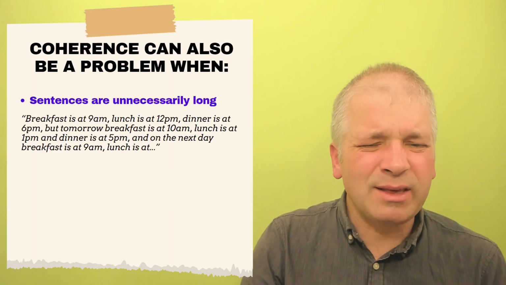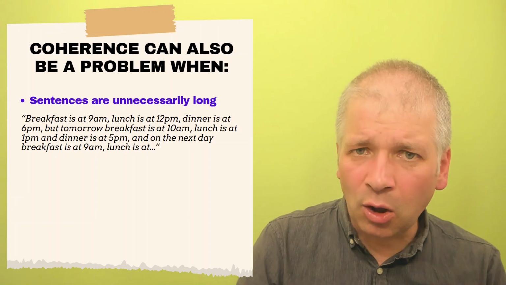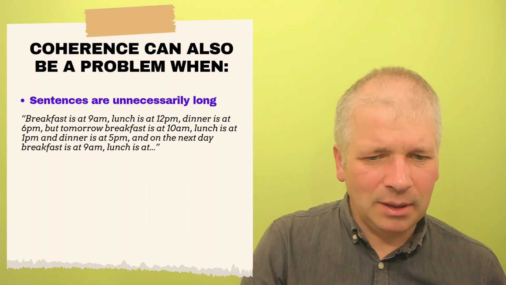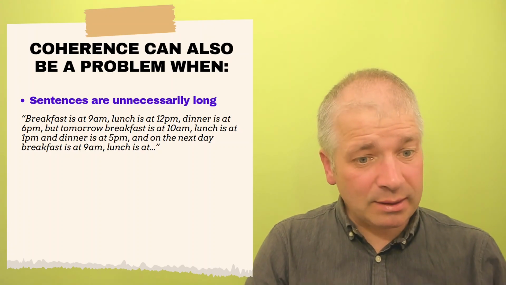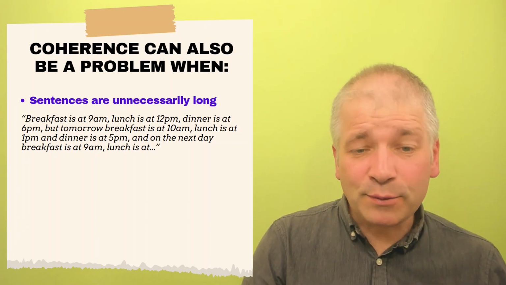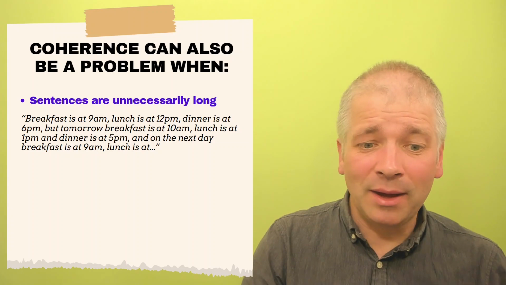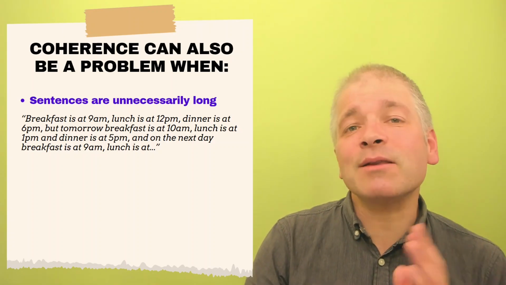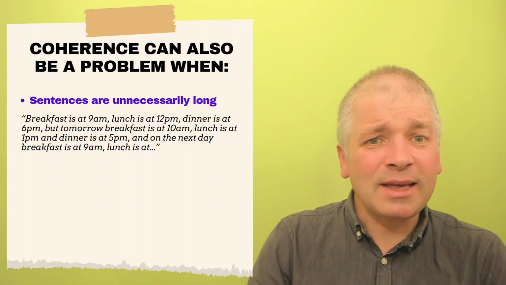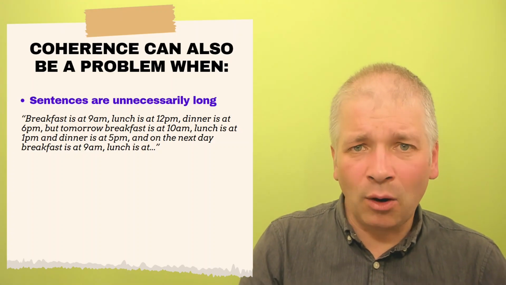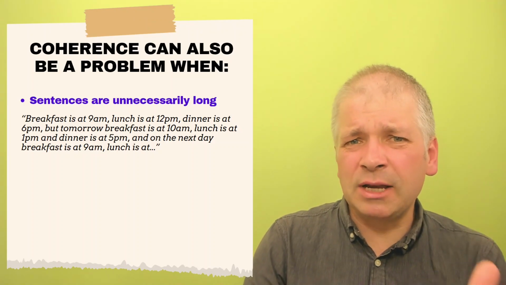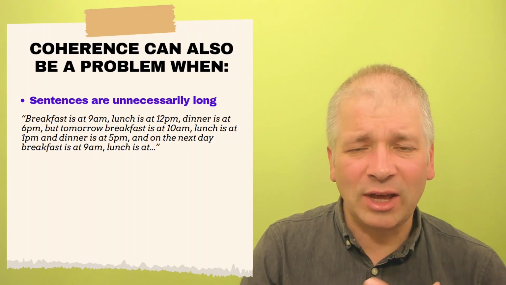Firstly, when sentences are unnecessarily long. Look at this example. Breakfast is at 9 a.m, lunch is at 12 p.m, dinner is at 6 p.m, but tomorrow breakfast is at 10 a.m, lunch is at 1 p.m, and dinner is at 5 p.m. And on the next day, breakfast is at 9 a.m, and so on and so on. The sentence goes on and on and on, and because there's so much information in one sentence, the reader or listener finds it hard to take it all in.